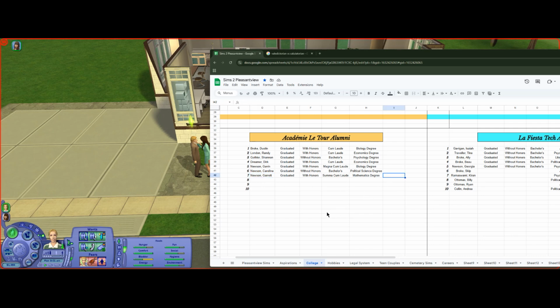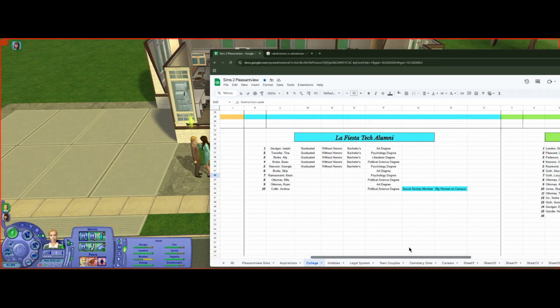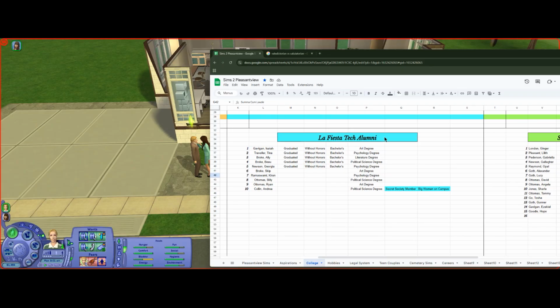That would be like Gavin getting magna cum laude. Wow, good job. But your little brother got summa cum laude. You did excellent, Gavin. That just brings tears to my eyes. That's just great. I love that for them. We're going to move on to the La Fiesta Tech alumni.